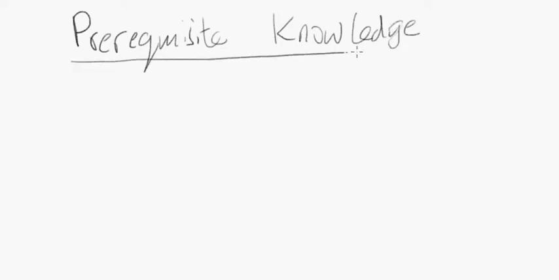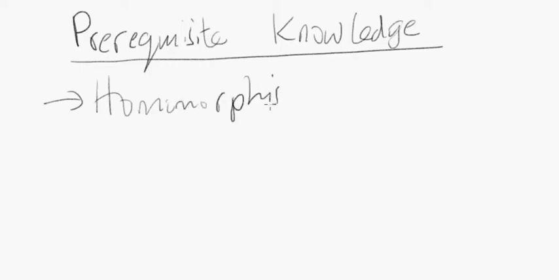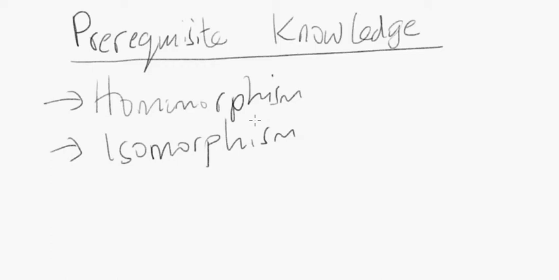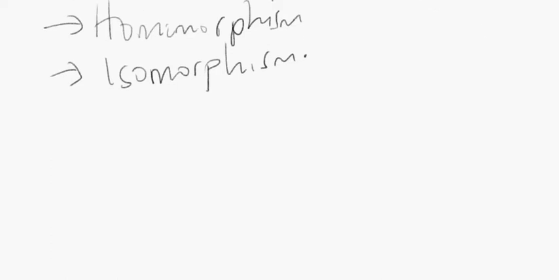In order to understand Cayley's theorem and what it's really saying, it's important to understand what a homomorphism is, and also understand what an isomorphism is. Really at the very base, a homomorphism is a function between two groups. But one really cool thing about it is it tends to preserve group structure.